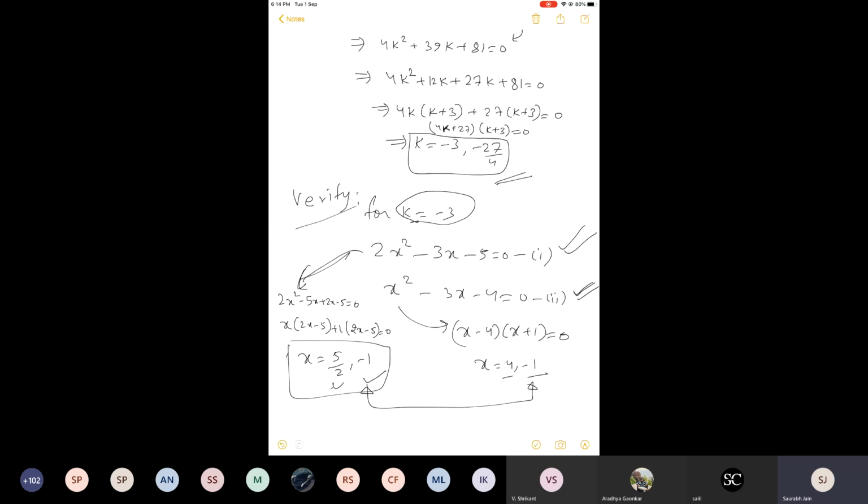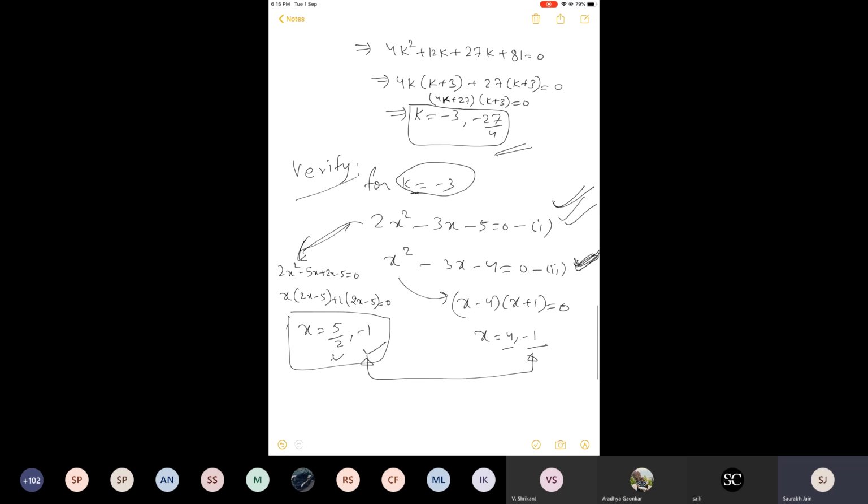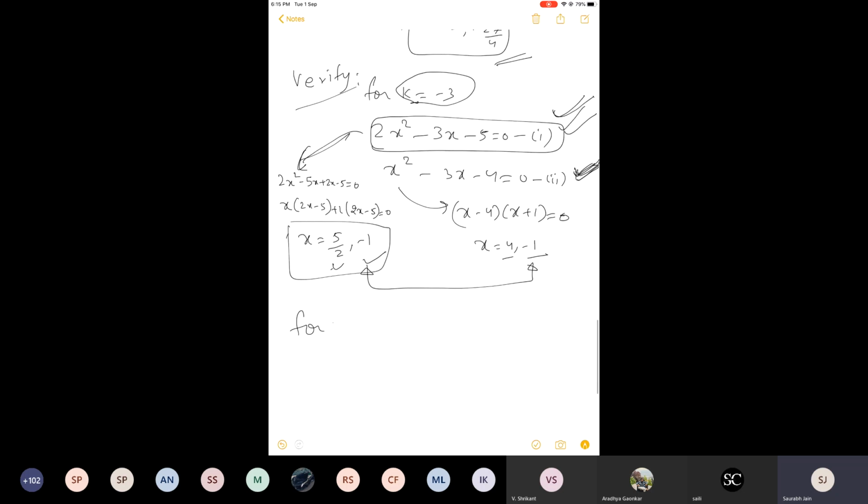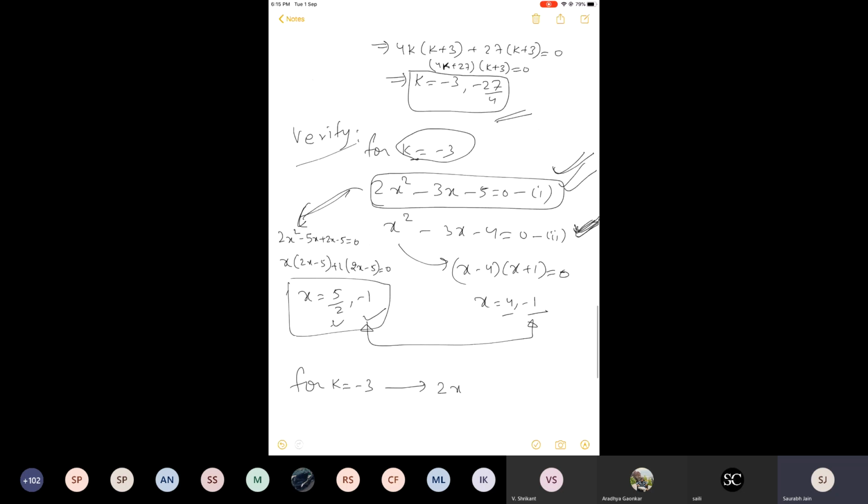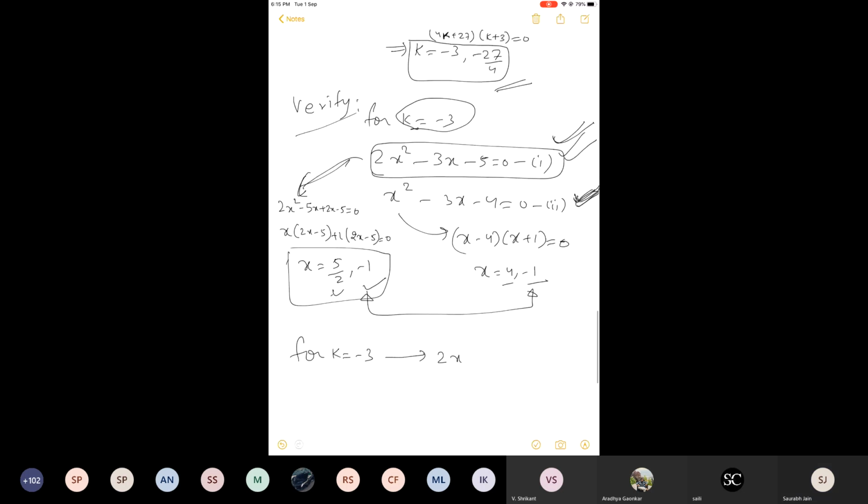Similarly, when you put k equal to minus 27 by 4, you will get some equation here. This will remain the same because there was no term of k. Again, you will solve the two equations and you will get one more common root. But do not get confused that we are getting two common roots. No, we are getting one common root only, because one time this will be the equation, and for k equal to minus 27 by 4, this one.